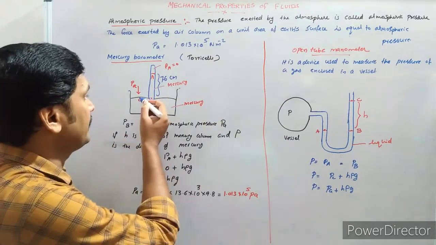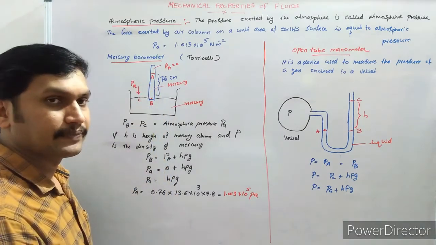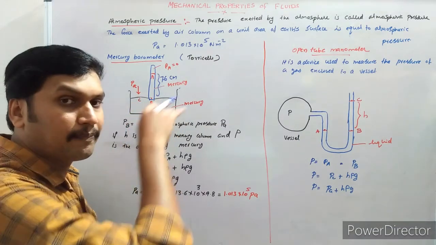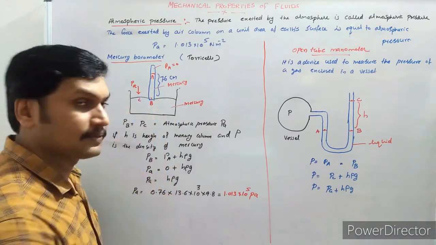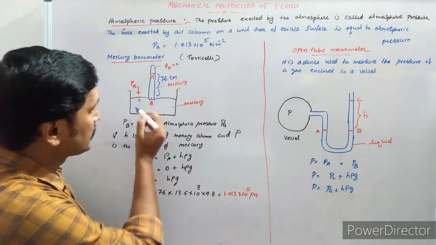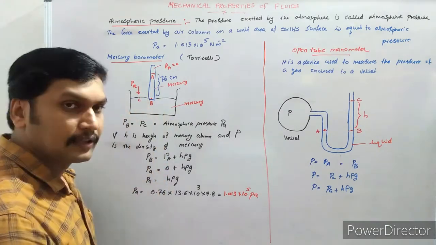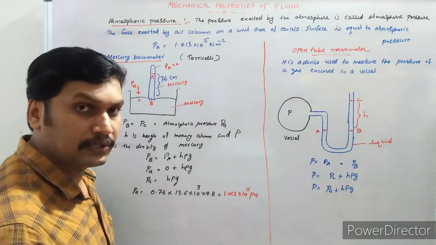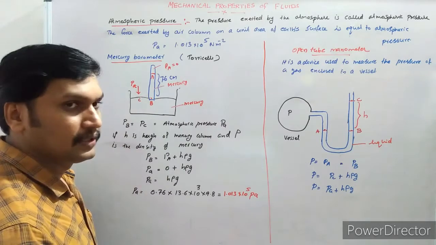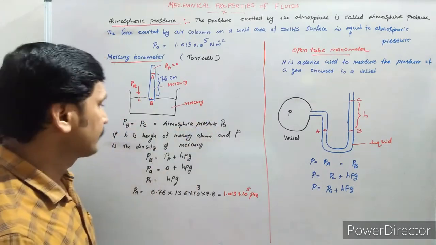But we know that the pressure at point C is nothing but atmospheric pressure, as this point C lies at the top surface of the mercury, and no other pressure is acting on it, only the atmospheric pressure. C and B are points on the same level of liquid, so pressure at C should be equal to pressure at B. So we write PB is equal to PC is equal to atmospheric pressure.